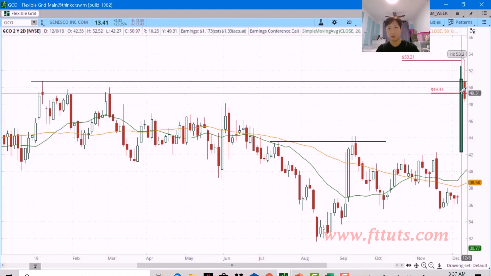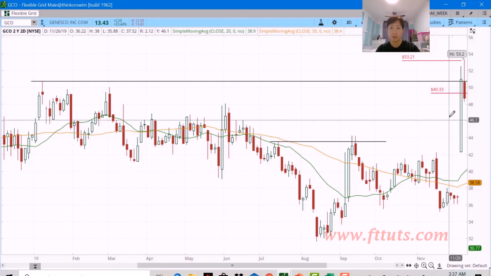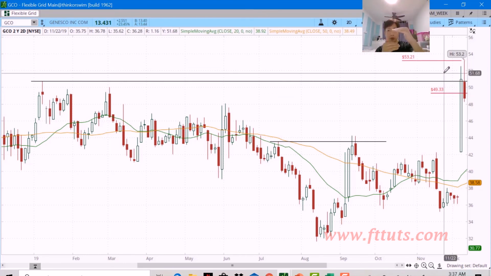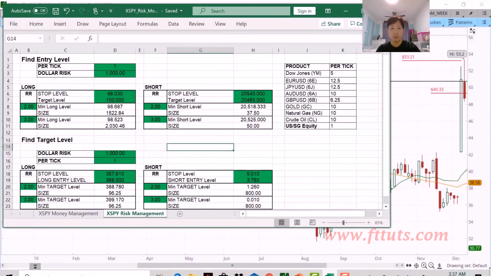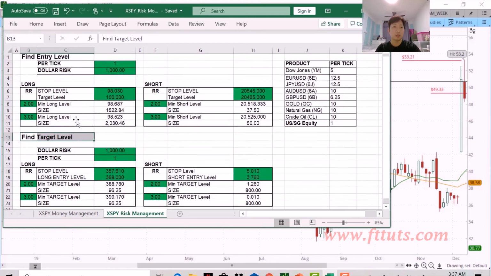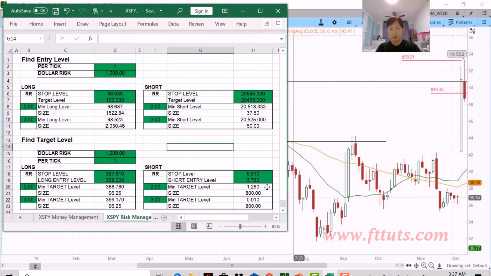Okay, so sweet spot. You can watch the subsequent video on sweet spot, I cover that in more detail as well. So let's say you entered the sweet spot, you have a stop loss, you have your entry. You will use this Excel sheet under the risk management tab, under the section called find target level. Find target level shows you, once you have your stop loss and your entry.